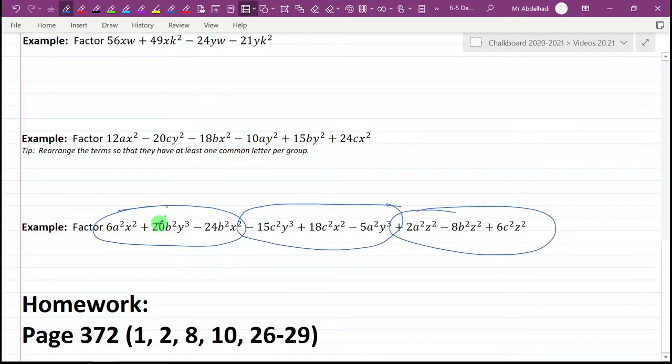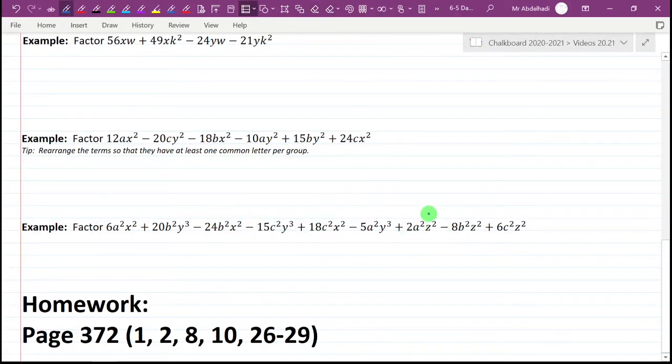Now, the way I circled this, these aren't going to be the correct groups because you're going to have to rearrange things in order to do the grouping. But I'm just showing you, you're looking for a groupable number of terms.